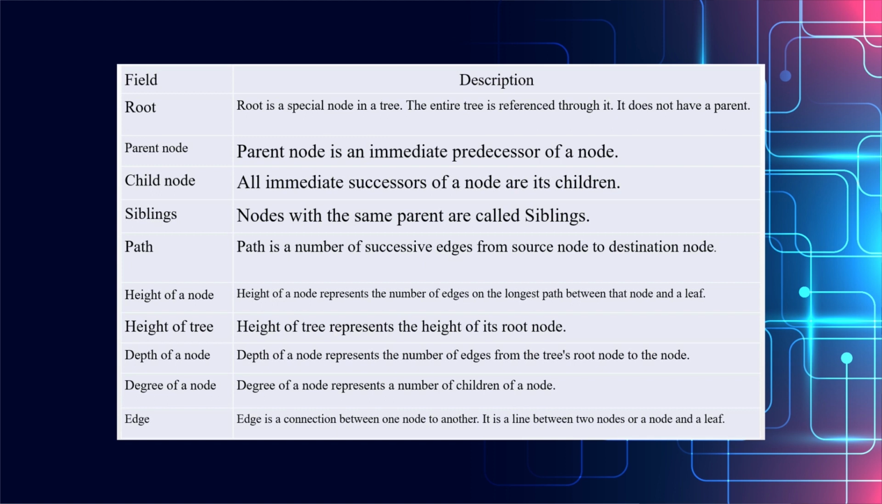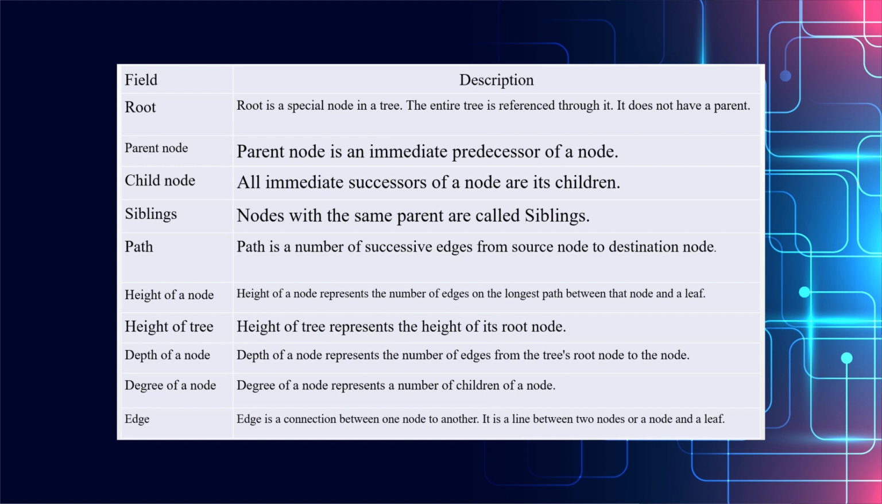Next field is depth of a node. Depth of a node represents the number of edges from the tree's root node to the node. Later on I will explain to you one by one, with an example and a diagram, how the depth of a node and the height of a node work in the tree. Next field is degree of a node. Degree of a node represents the number of children of a node.